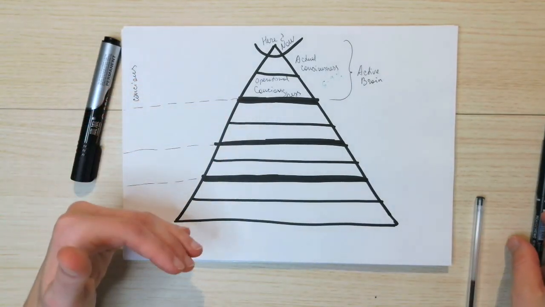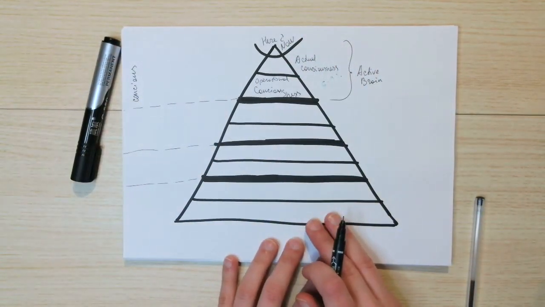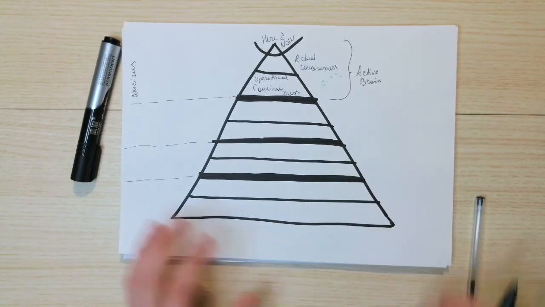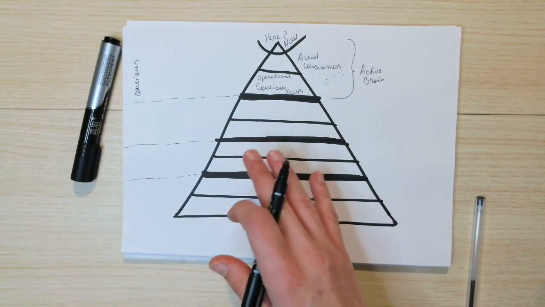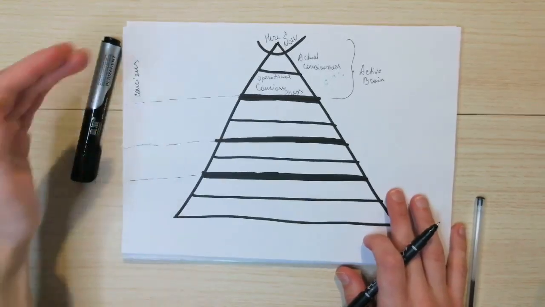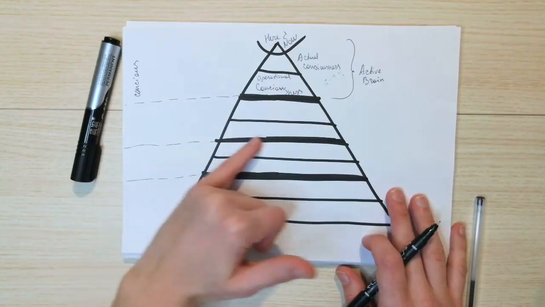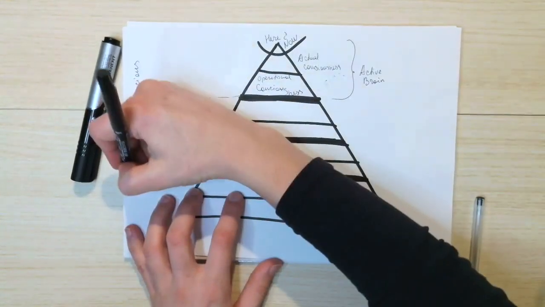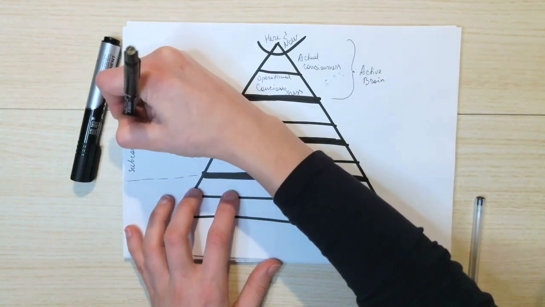Now, as we go deeper through the pyramid, you might even see that association of the iceberg, that you have a conscious mind here, and everything that's going on in your brain that you don't usually have access to is the subconscious mind. So here is the active part of the brain, and here is the subconscious mind.